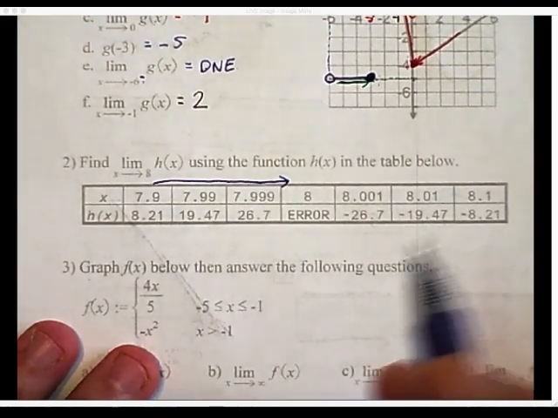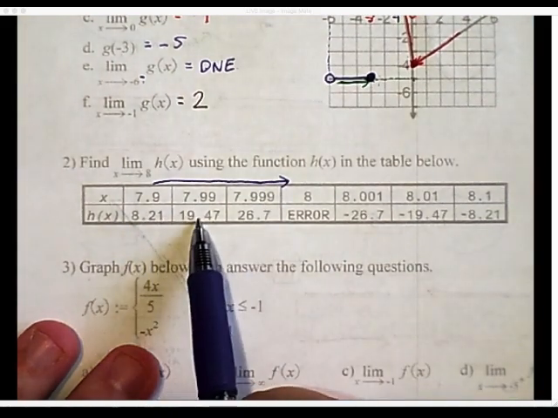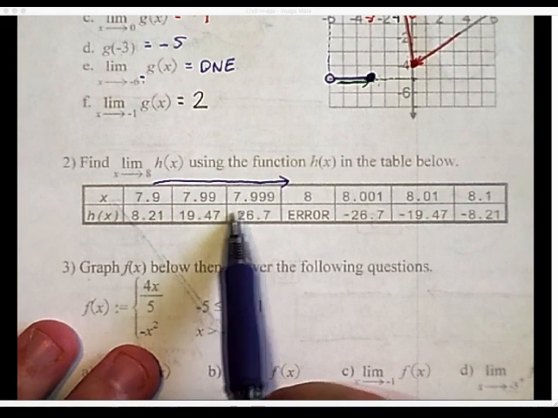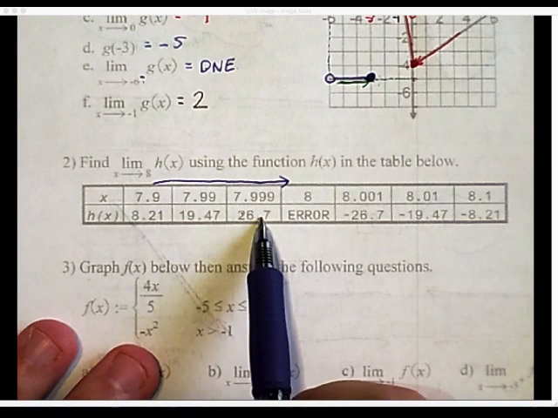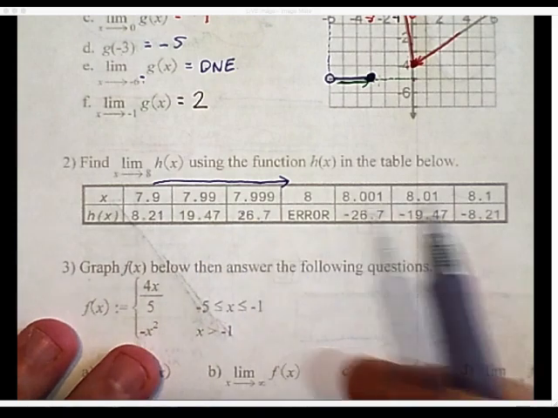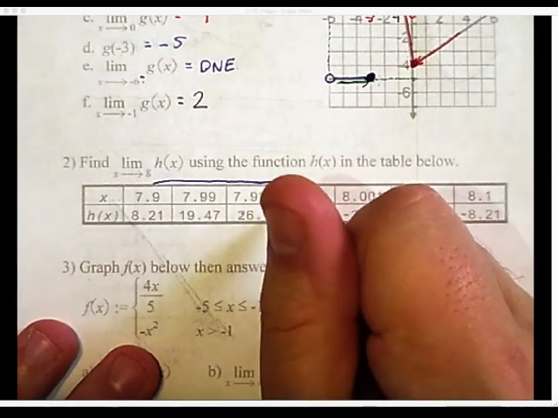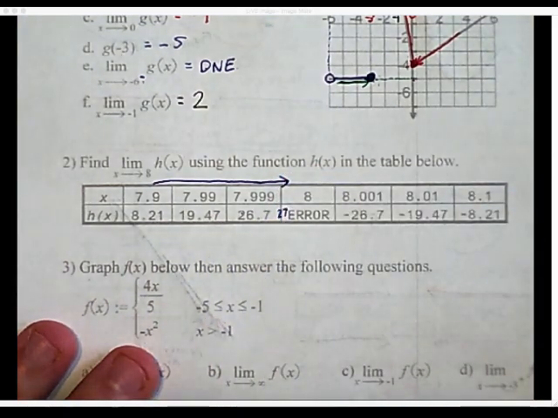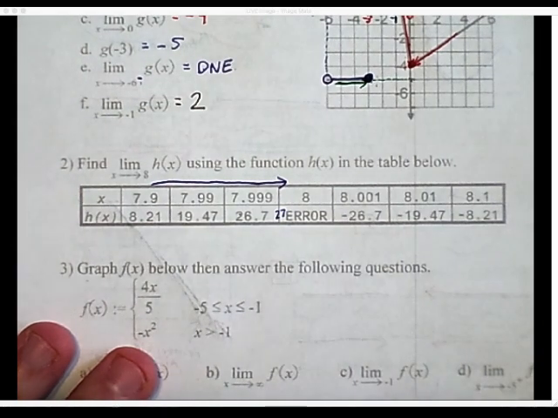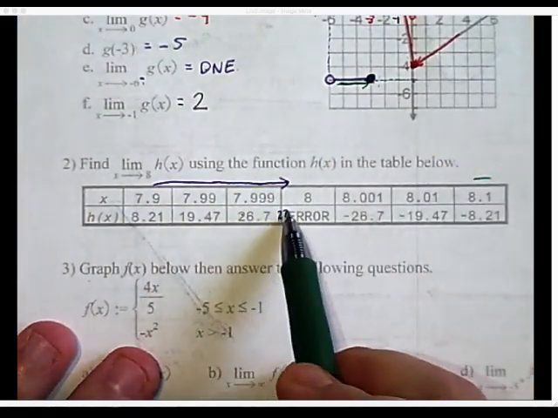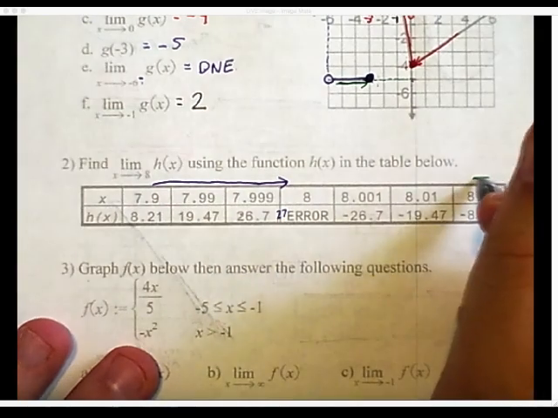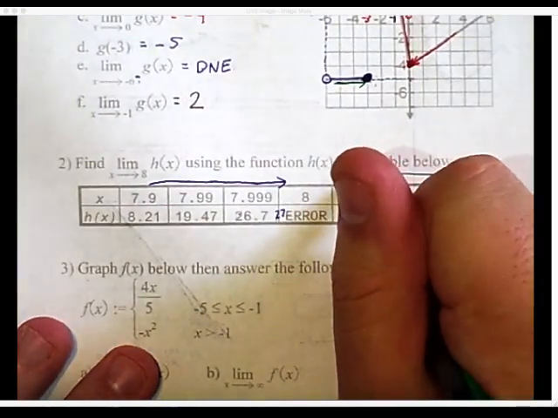Well, what do you notice about the y values? The y values are getting bigger and bigger and bigger. Okay, it's going from 8.21 to 19.47 to 26.7. So as far as we know, maybe we think that it's approaching maybe around 27 coming in from the left, we might be getting close to a y value of 27.